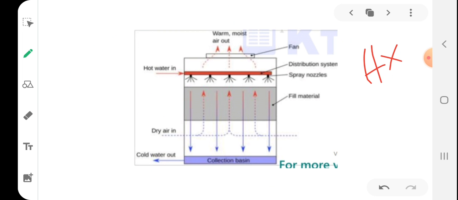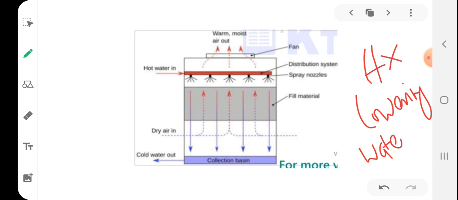Special type of heat exchangers that allow water and air to come in contact with each other. For what? For lowering the temperature of water. Okay, so the cooling tower acts as a device or heat exchanger that allows water and air to come in contact, so that the temperature of the water can be lowered, so that it can be fed again into the condenser.